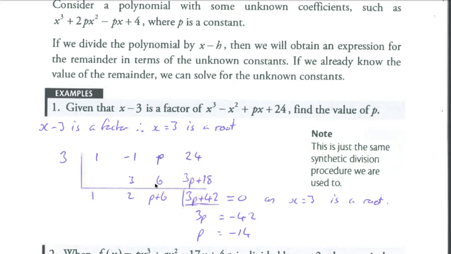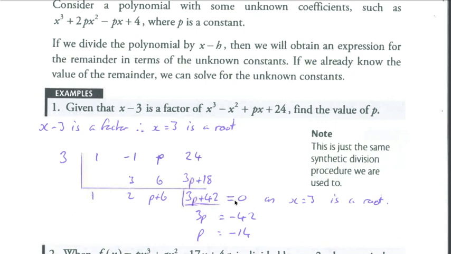multiply by 3, 6. Now what is p plus 6? P plus 6 is p plus 6. Multiplied by 3, remember to multiply both of these terms by 3, not just the p. So it's 3 p's plus 3 6's, which is 3p plus 18. So 24 plus 3p plus 18 would be 3p plus 42.